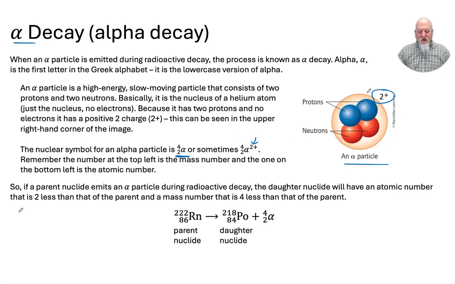Basically, this is a helium atom that has no electrons. Remember, helium has atomic number 2. It has 2 protons in it. Most helium atoms also have 2 neutrons. So this is basically a helium atom that has lost its electrons, so it would be called a helium ion. Okay, so if we're going to write an equation that depicts this reaction, it would look something like this. For example, in this case, we're showing the parent nuclide as radon-222.